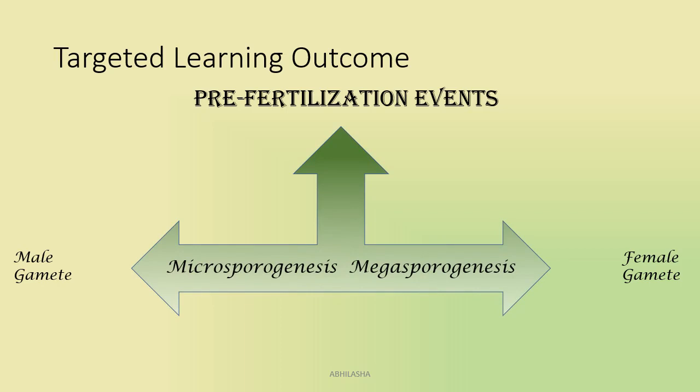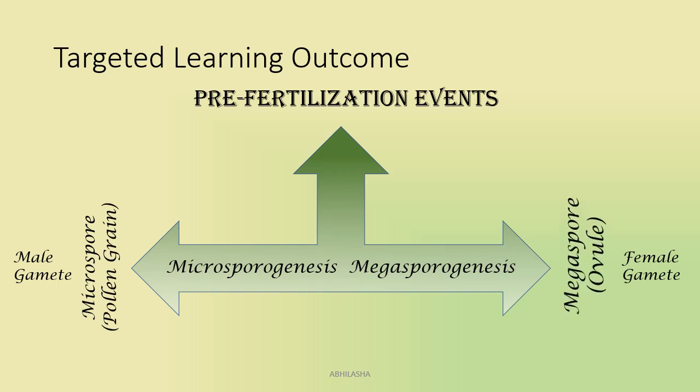Microsporogenesis is usually formation of microspores, which is the pollen grain. This pollen grain contains the male gamete. Similarly, megasporogenesis is actually formation of megaspore, which is ovule, and this ovule contains the female gamete. Now I want you to look very carefully at this diagram, draw this diagram, and never ever forget these terms and the sequence in which these are formed.